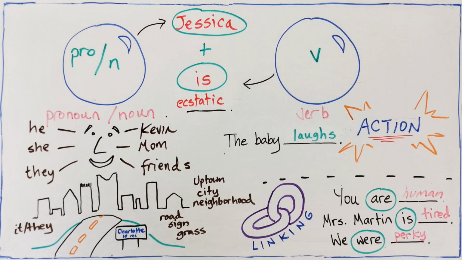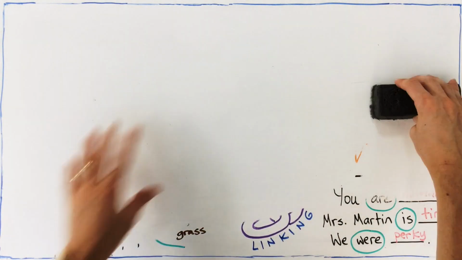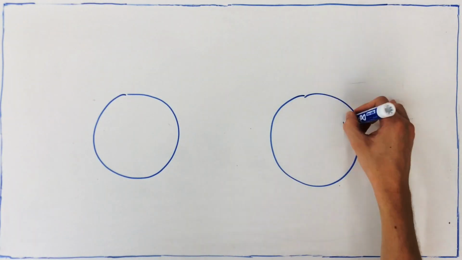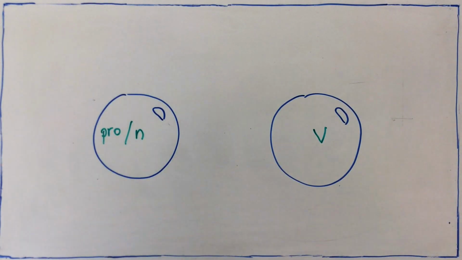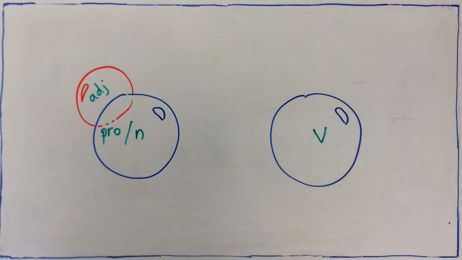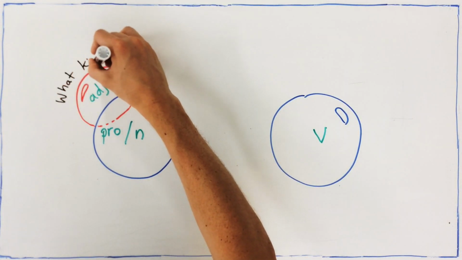So again, here are your most important parts of speech, and it is crucial that you understand them if you ever want to be aware what a sentence is really doing. So let's talk about how we can grow sentences beyond pronouns or nouns and verbs.